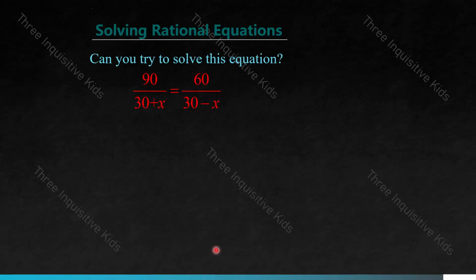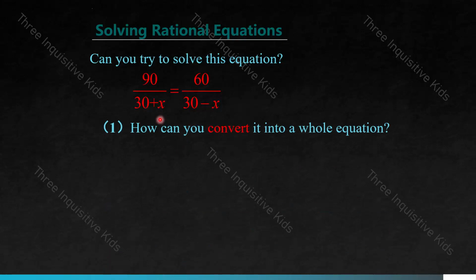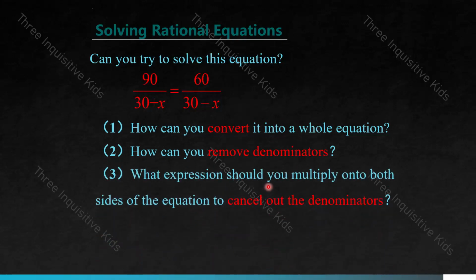So let's begin our chapter on solving rational equations. Can you try to solve this equation? Pause the video and see how you can use knowledge you already know about linear equations to solve rational equations. Okay, so first you need to ask yourself, how can you convert it into a whole equation? Then, how can you remove denominators? Then, what expression should you multiply onto both sides of the equation in order to cancel out the denominators? Finally, what is the basis of this doing? Answer all 4 of these questions and you should be able to solve this rational equation.